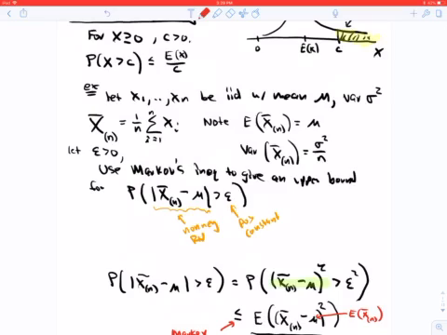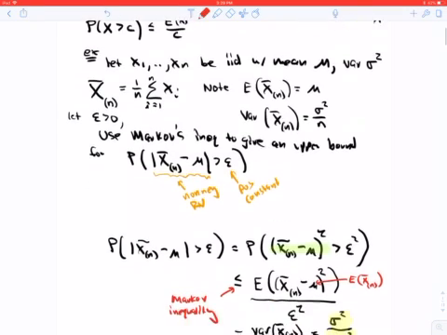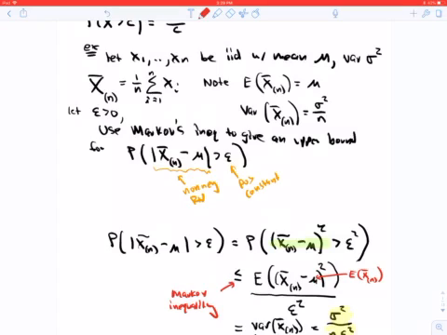We can use that, for example, if we have some IID random variables with mean mu and variance sigma squared, and let's take a look at the sample mean. Noting that the sample mean's expectation is mu and variance is sigma squared over n, we can apply Markov's inequality in this situation. Here our random variable is the absolute value of the sample mean minus mu, and our constant is epsilon.